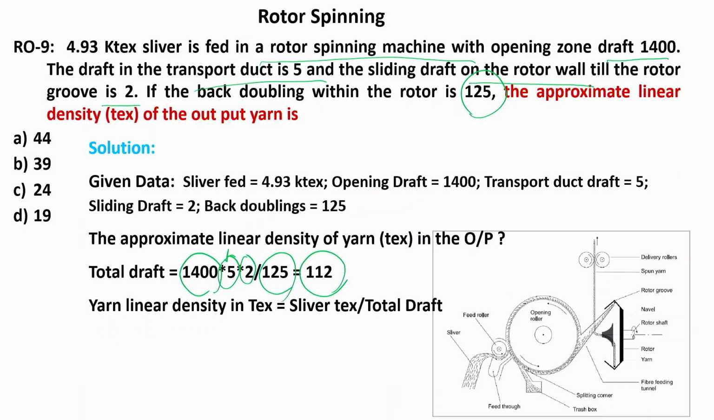Yarn linear density in tex equal to sliver tex divided by total draft. So, yarn linear density we have to calculate. So, sliver tex is given and total draft is calculated. So, it is typically around 44 tex. So, sliver tex we have, it is given 4.93 kilotex. So, 4930 and the total draft we have calculated.